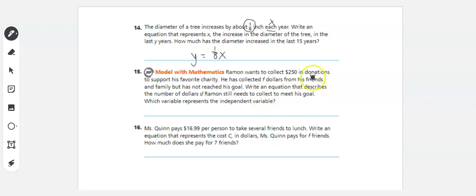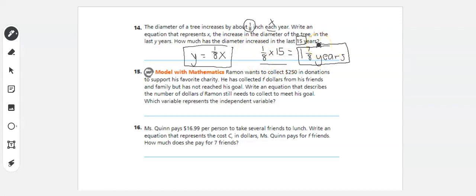And then, of course, they're wanting us to put 15 in there. So 1/8 times 15 equals 1 7/8 inches. So again, on this one, they had you write the equation. We plugged the numbers in and we got the answer.